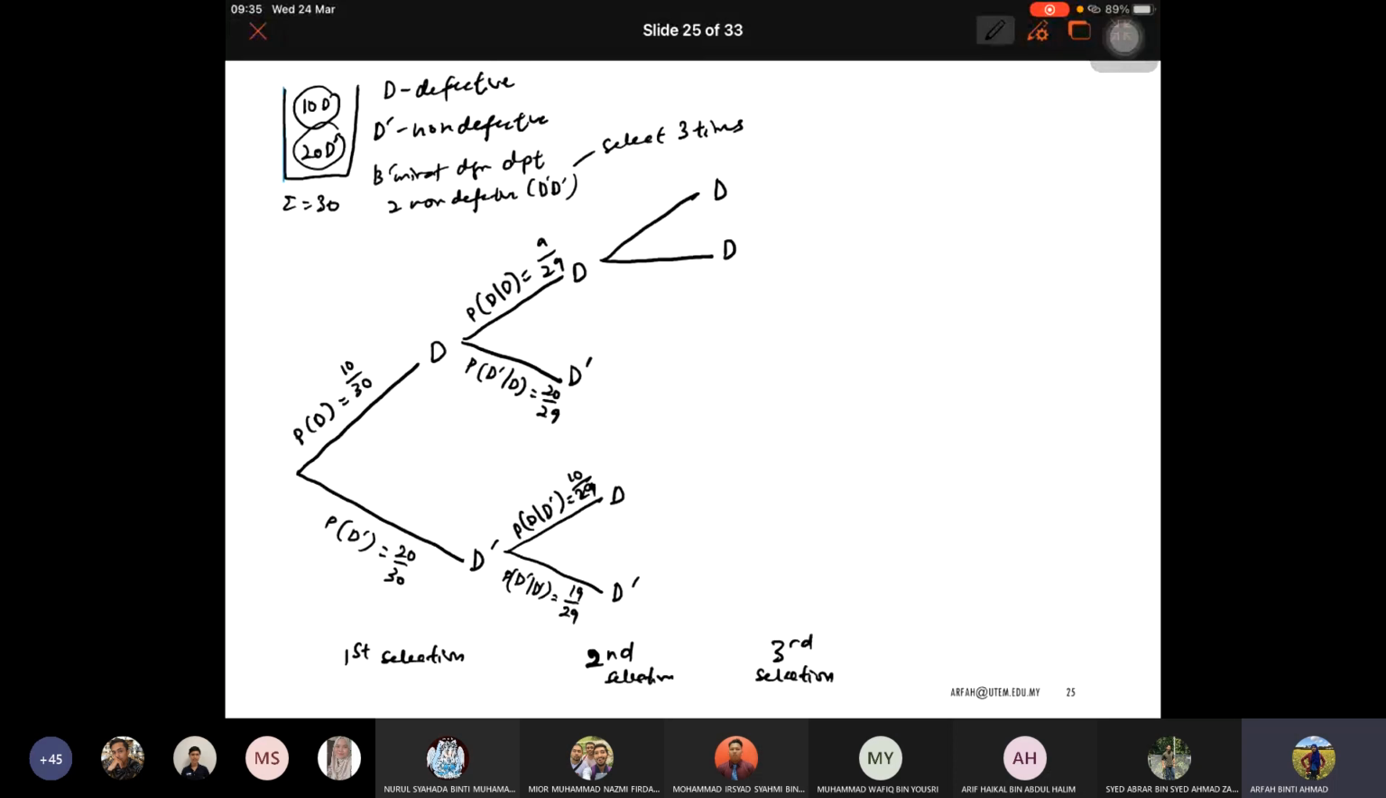So third selection sama juga. Akan dapat defektif, non-defektif, defektif atau non-defektif. So yang ini kebarangkalian dapat defektif given that kali pertama dan kali kedua dapat defektif. Okay. Yang ini kebarangkalian dapat non-defektif given that second and first selection you get defective. The first branches probability all are the same. Okay, sama je. Akan dapat D or D prime, D or D prime. Okay. So the first selection awak dapat D given D and D prime.